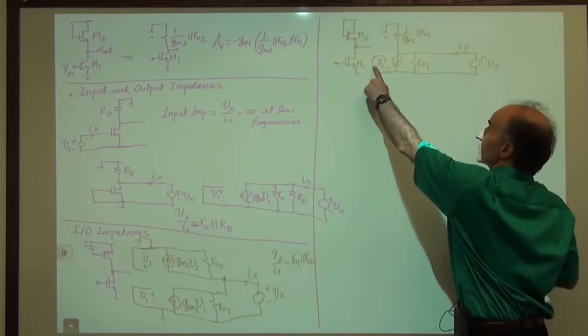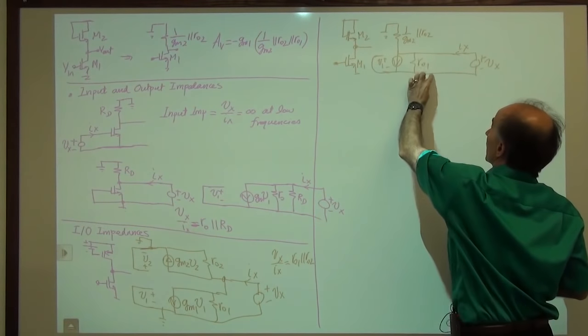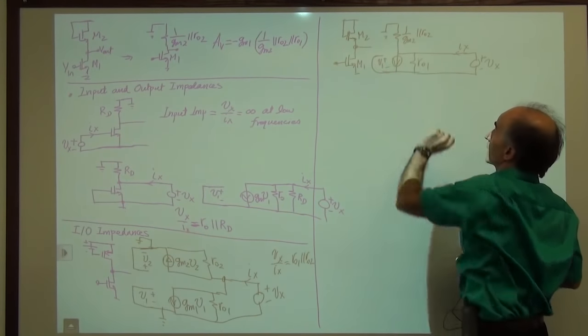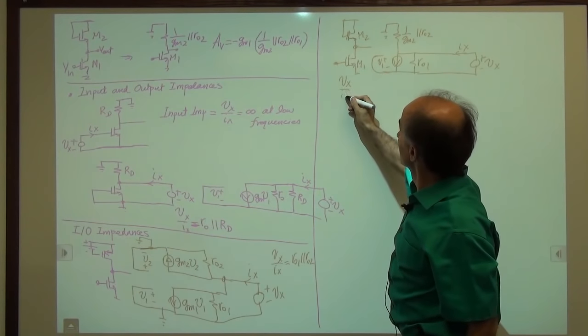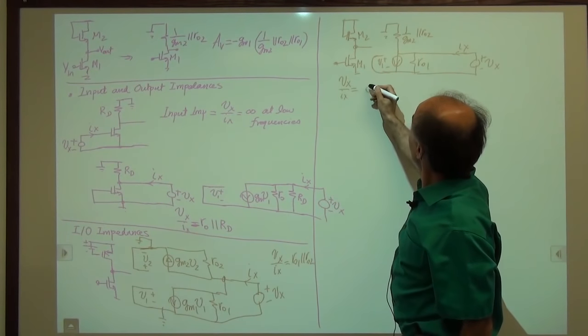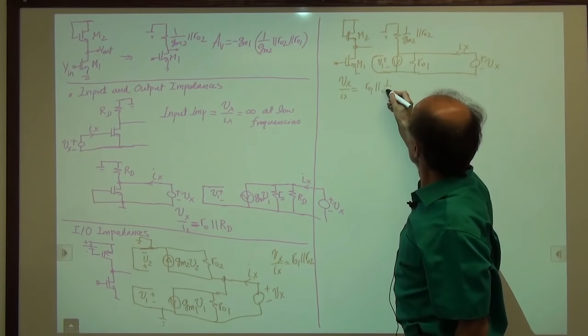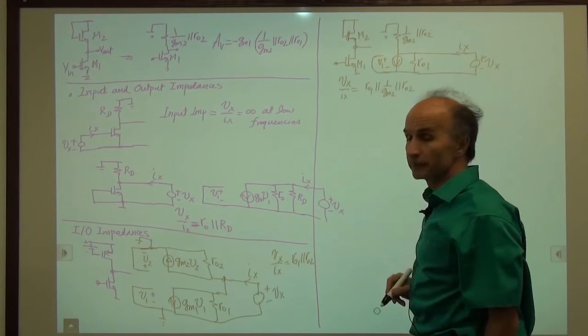Okay, V1 is zero, this current source is zero, that's gone. What do we have? From here to ground, we have ro1. From here to ground, we have 1 over gm2 in parallel with ro2. So we say that the output impedance of the circuit is equal to ro1 in parallel with 1 over gm2 in parallel with ro2.